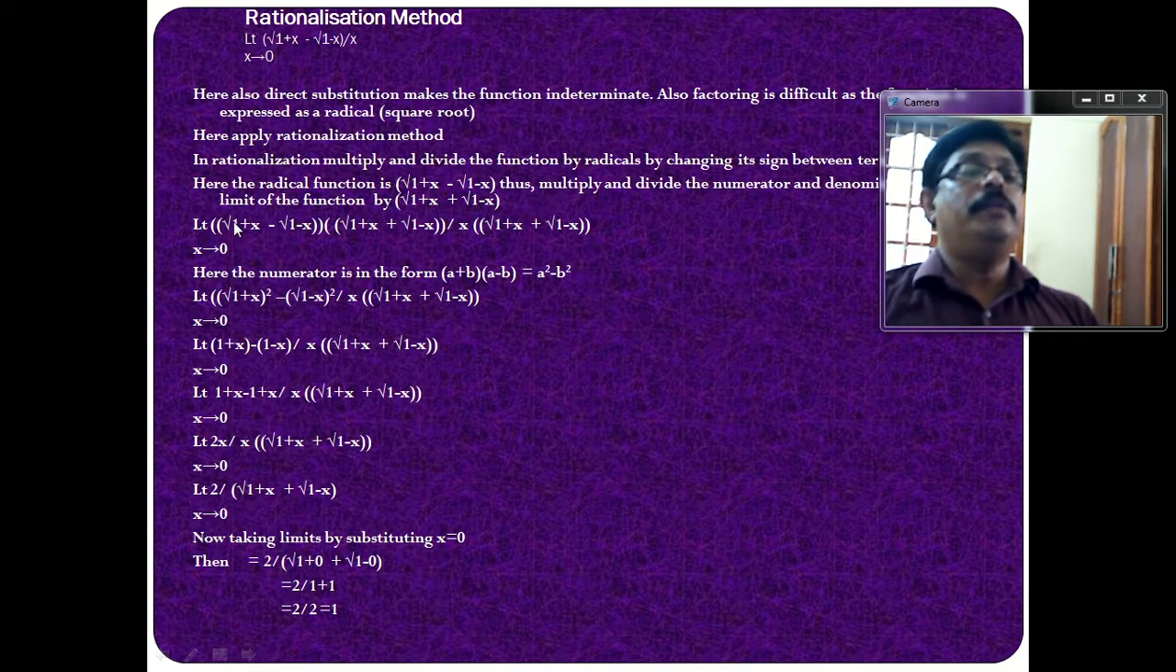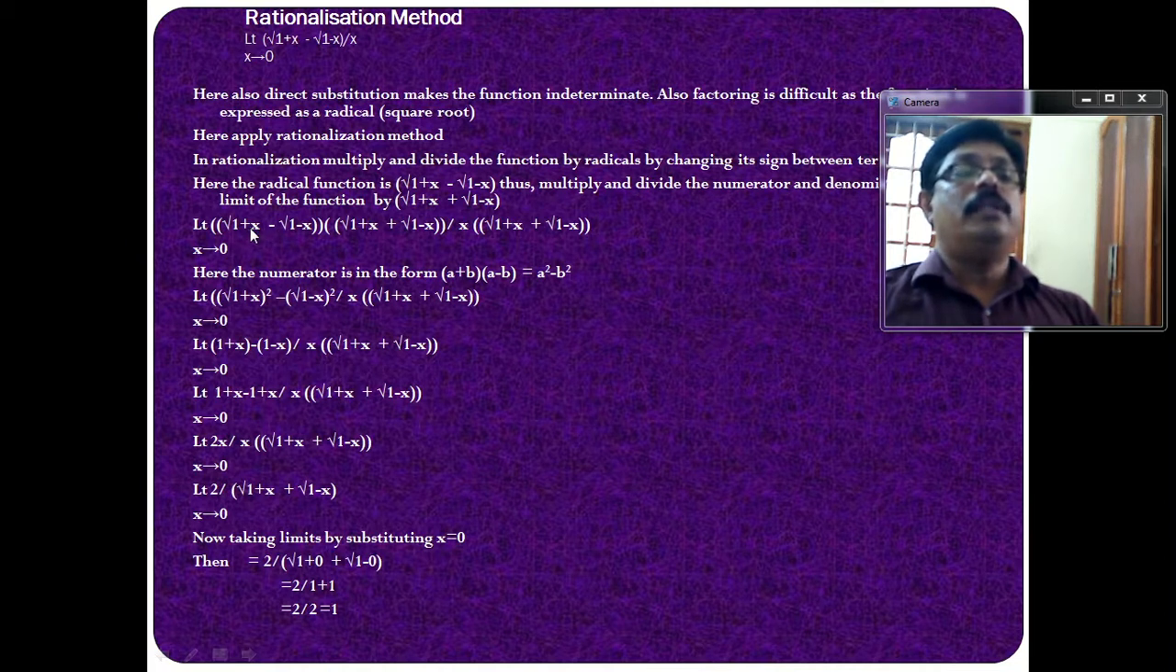So the limit will become (square root of 1 plus x minus square root of 1 minus x) into (square root of 1 plus x plus square root of 1 minus x) divided by x into, multiply the denominator also, (square root of 1 plus x plus square root of 1 minus x), where x tends to 0. And when you look into the numerator, you can see that this numerator is in the form of a plus b into a minus b. So this is a plus b, this is a minus b.